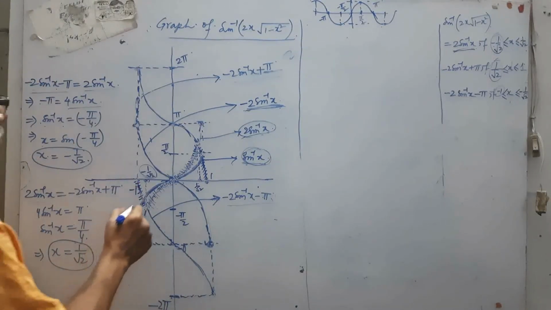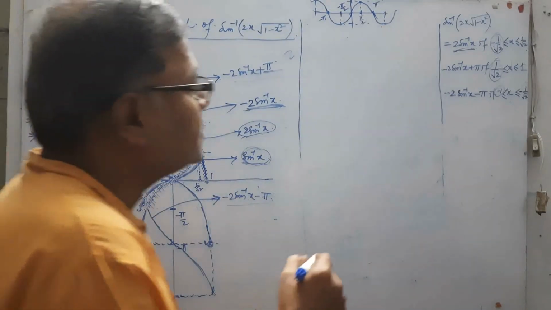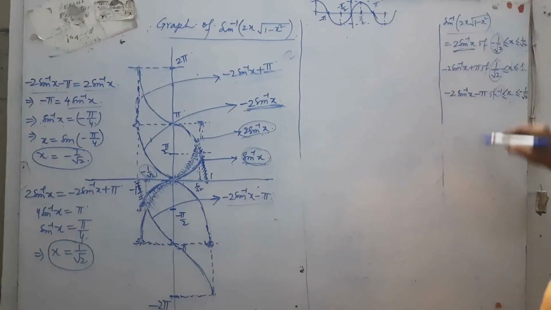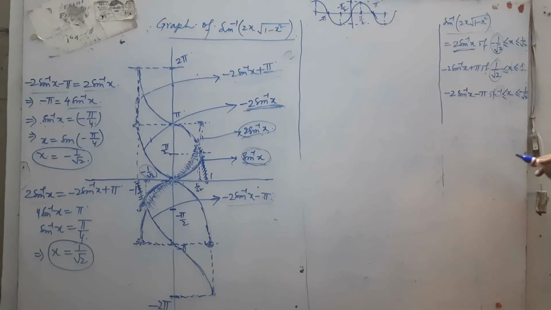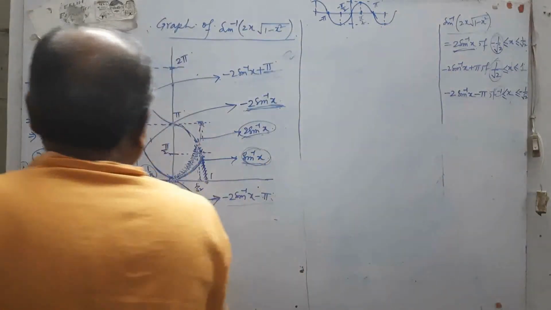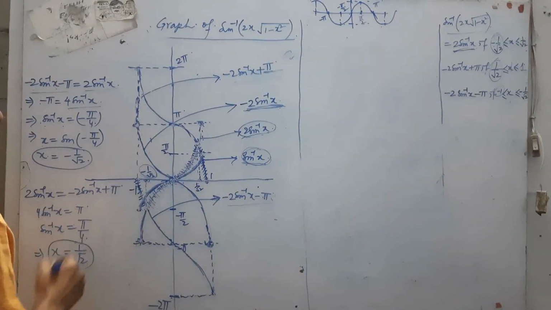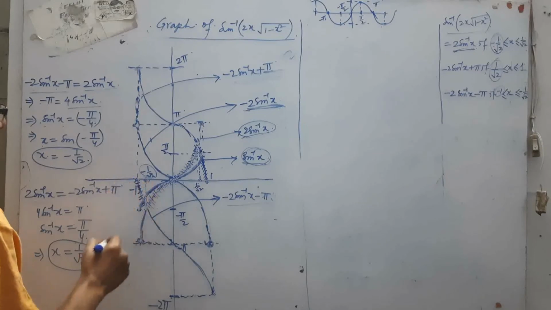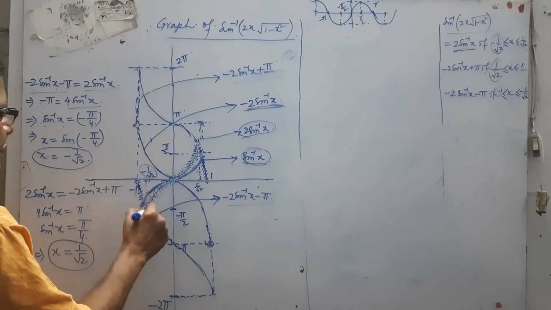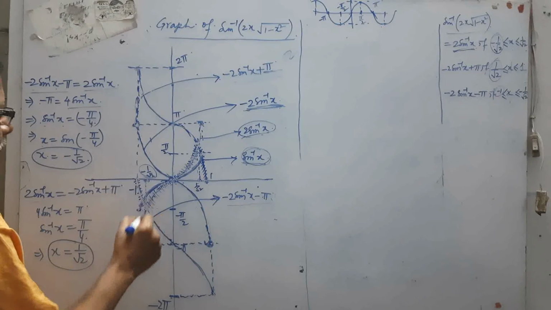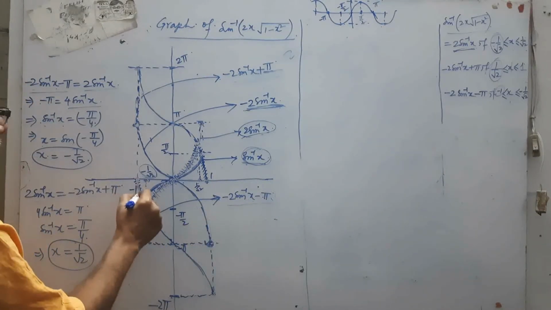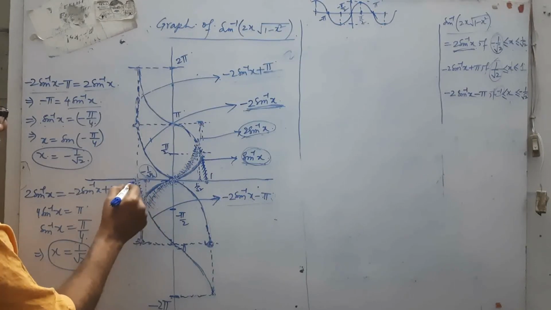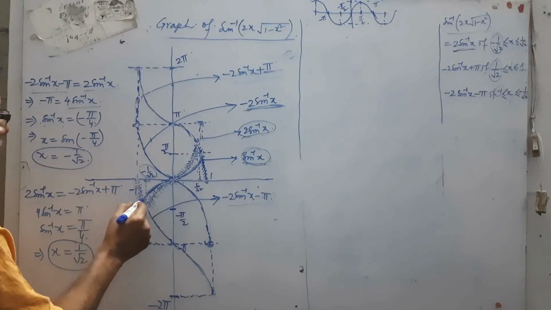Same thing, this whole thing will be represented as minus 2 sin inverse x minus pi if x is greater than or equal to minus 1 and less than or equal to minus 1 by root 2. Your this point is minus 1 and minus 1 by root 2 is over here. So this portion only of the minus 2 sin inverse x minus pi will be taken into account. So that is why I have shaded it like this.